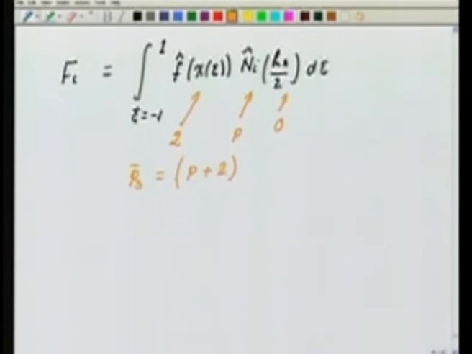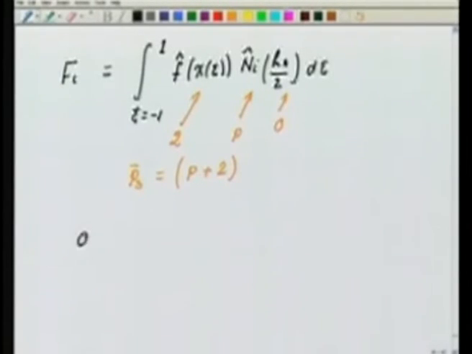So, for our integration rule, the order of the integration rule, to choose that, I will have to take the maximum of all these polynomial orders, because I would like to integrate the highest order polynomial exactly. So, what I will get is the order q is equal to max of 2p minus 1, 2p and p plus 2.